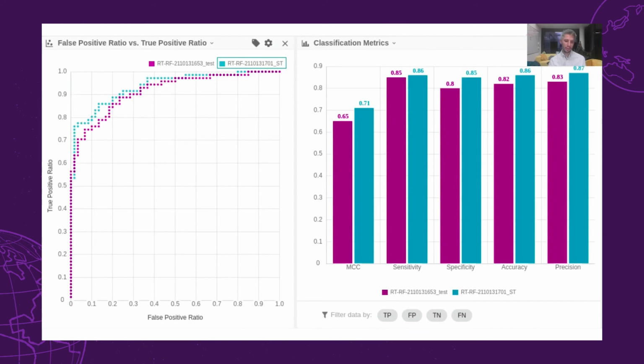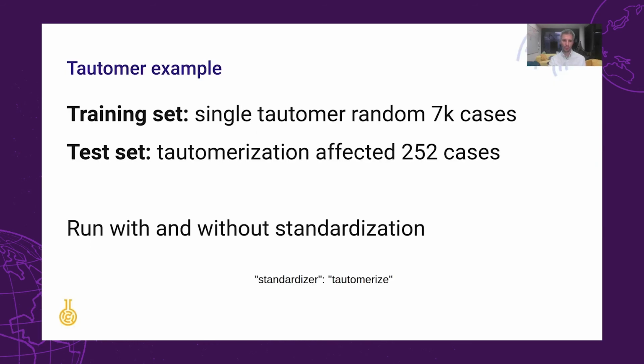Also, in the case of classification, that is less sensitive, or that can be less sensitive to variations of the descriptors, I'm showing you the test set results with regards to false positive ratio and true positive ratio, that is the ROC curve, and the standardized model building had higher area under the curve, and by investigating the classification metrics, higher Matthews correlation coefficient, sensitivity, and global accuracy could be achieved with standardization included model building.